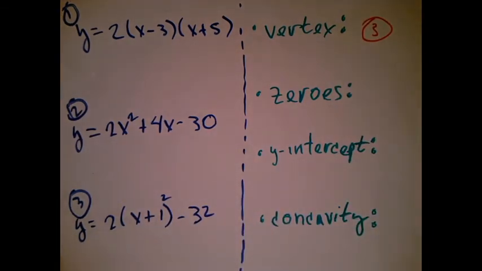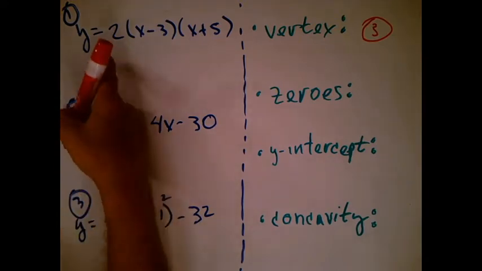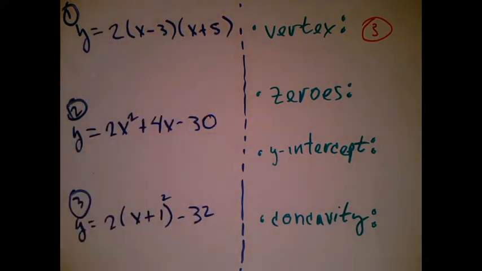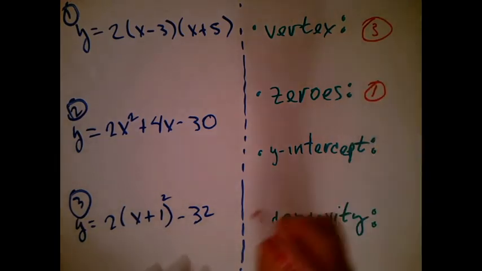Now, when I want the zeros, I don't want to set that equal to 0. That's going to suck. But if it's already factored, setting it equal to 0 is really, really easy. So when we are looking for zeros, we want a factored form.